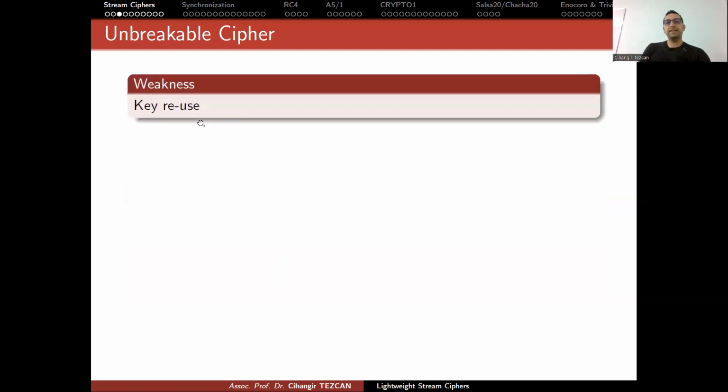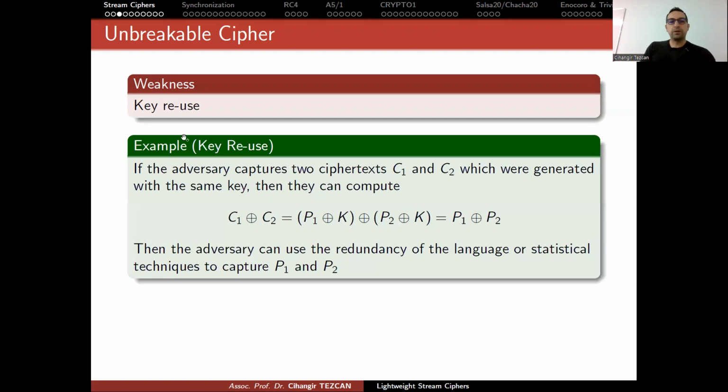So I said that you can use a secret key only once. One-time pad has to be used only once. So why is this a problem? Consider the following scenario. Assume that the adversary captures 2 ciphertexts, C1 and C2, which were generated with the same key. So this means that C1 equals P1 XOR K, the secret key, one-time pad. But C2 also equals P2, the second plaintext, XOR with the same secret key. So the adversary only captures C1 and C2, and they don't mean anything to them.